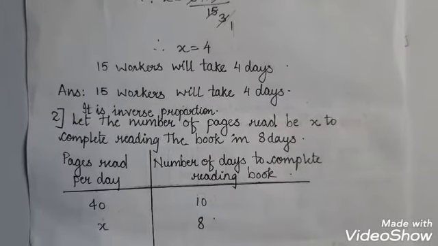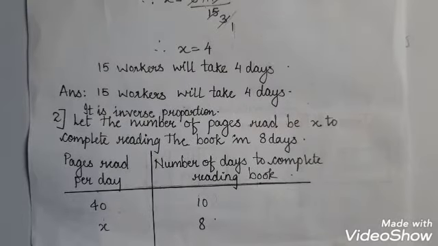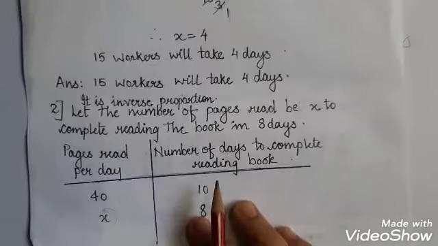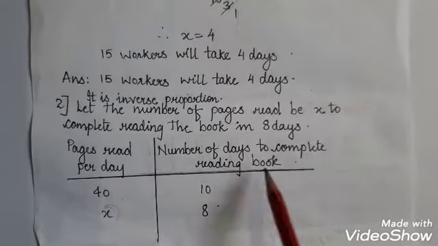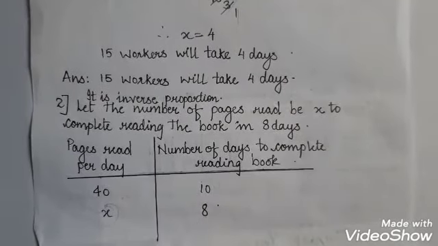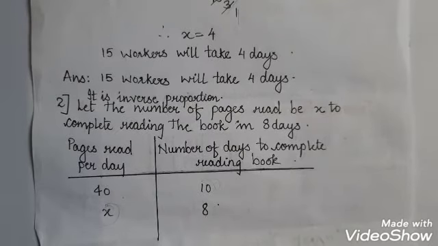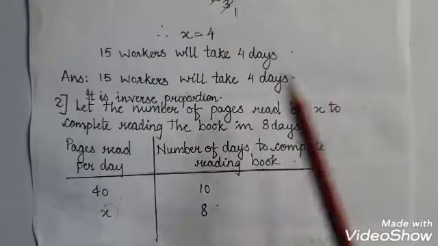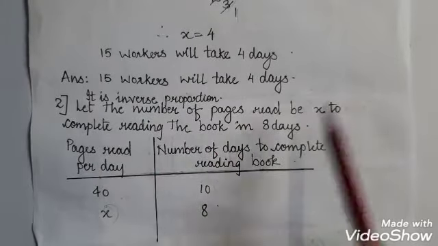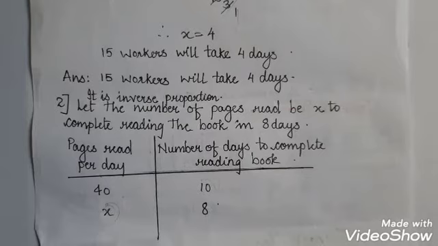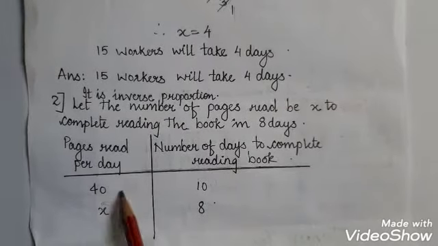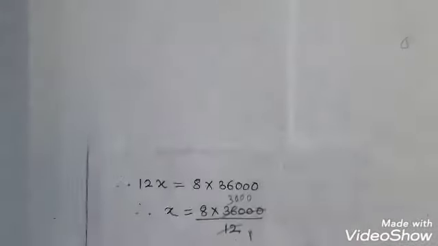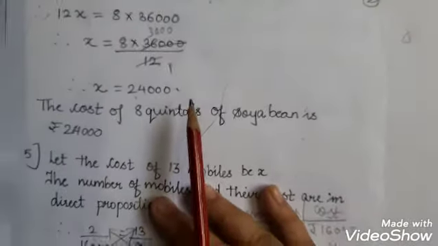How many pages must he read in a day to finish in 8 days? So I assume that as X. The number of pages he reads per day is X and to complete the book in 8 days. So here it is the inverse variation. I have written this. Let the number of pages read be X to complete the reading of the book in 8 days. So that is 40 into 10 is equal to 8 into X. You can see over here.